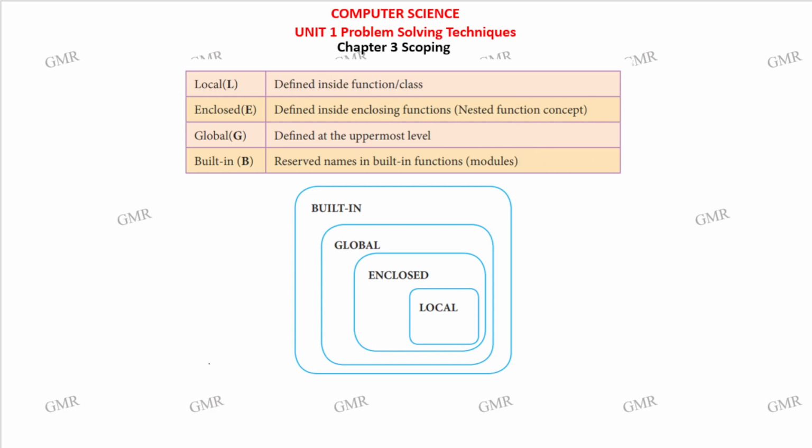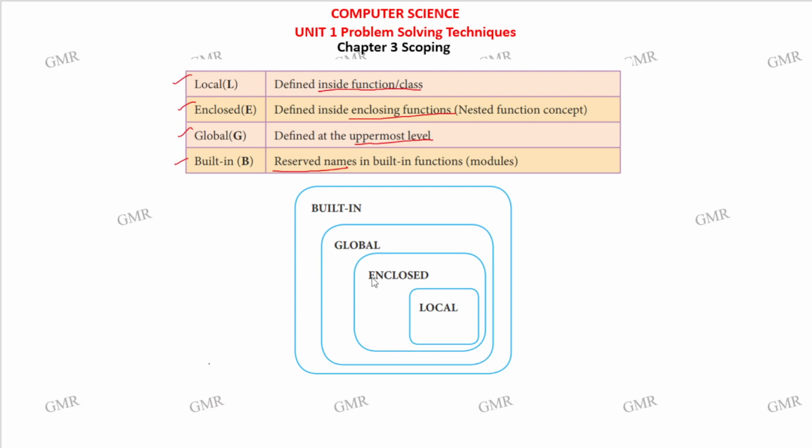So this is its definition. See, for local, it is defined inside a function or class. For enclosed, it is defined in the enclosing function. For global, it is defined at the uppermost level, just the initial state itself. For built-in, the names are reserved. We cannot change anything. So built-in is the default one. Global can be used from the start of the program. Enclosed can be used within a particular function and local can be used for the particular value. Is it clear?